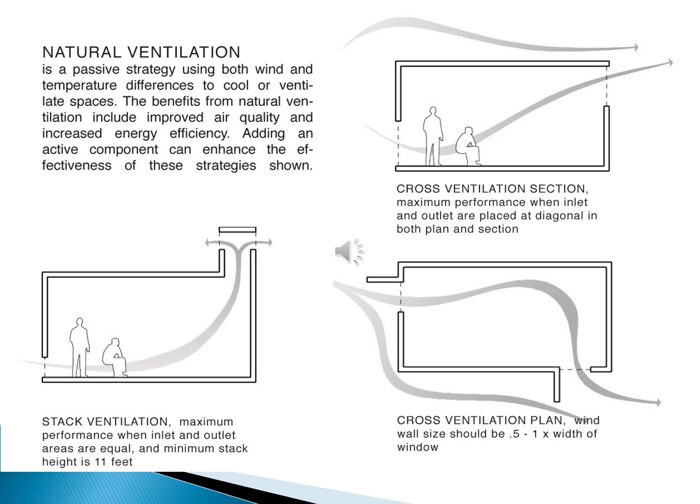Adding an active component can enhance the effectiveness of these strategies shown. Cross ventilation section obtains maximum performance when inlet and outlet are placed at diagonal or corner in both plan and section. Stack ventilation obtains maximum performance when inlet and outlet areas are equal and minimum stack height is 11 feet. Cross ventilation plan obtains maximum performance when wind wall size is more than the width of the window.